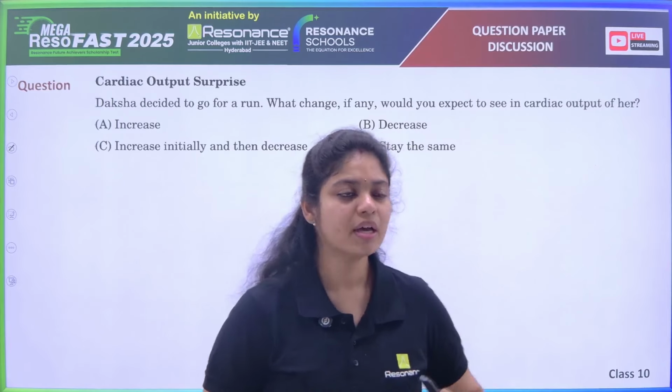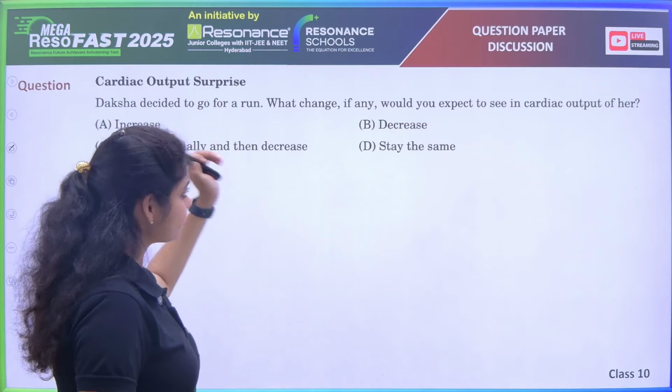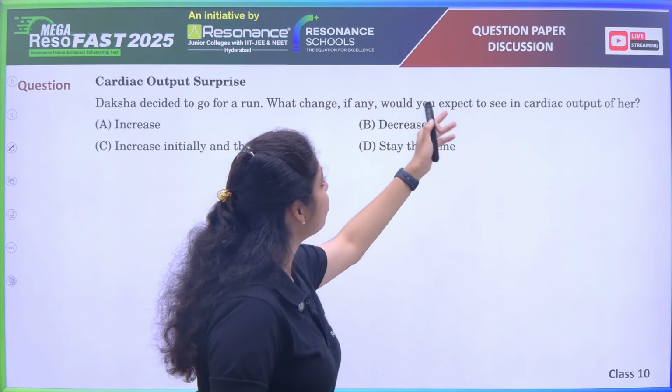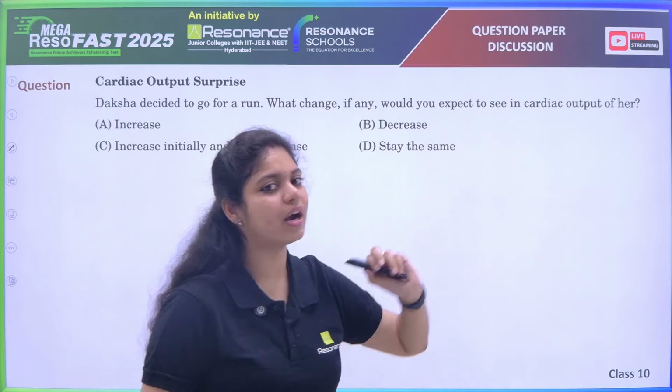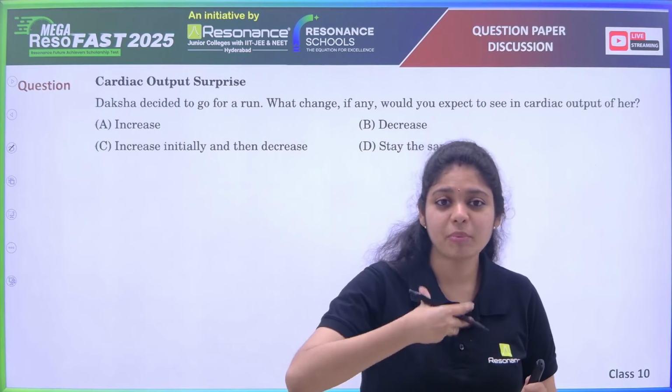Now let us get into the question. Daksha decided to go for a run. What change, if any, would you expect to see in her cardiac output? When she decided to run, then the activity has increased.